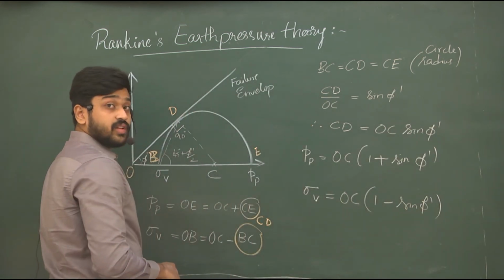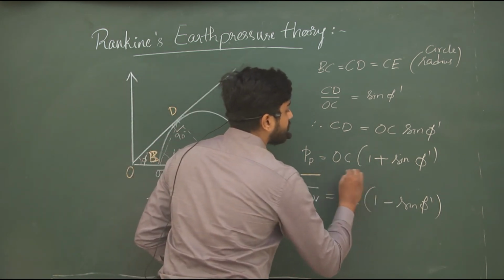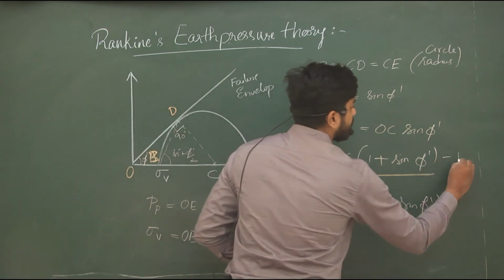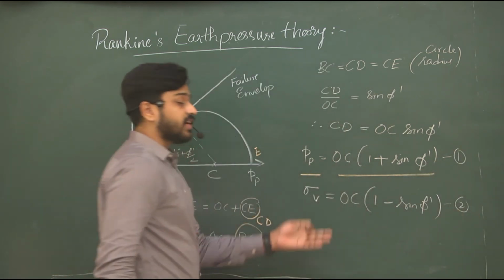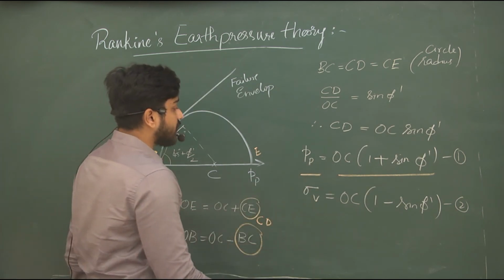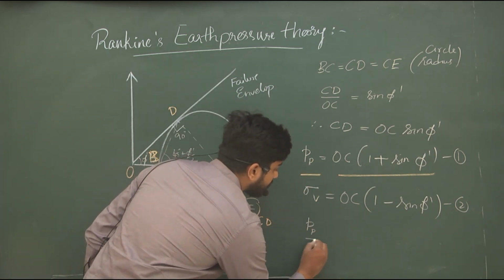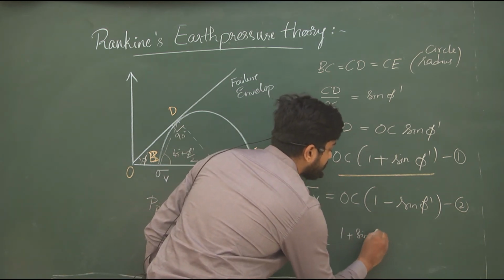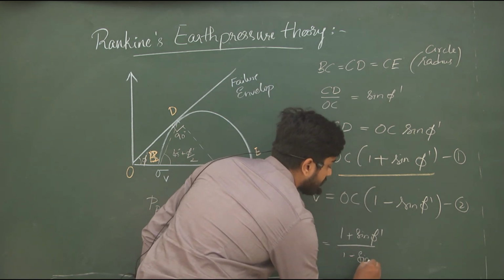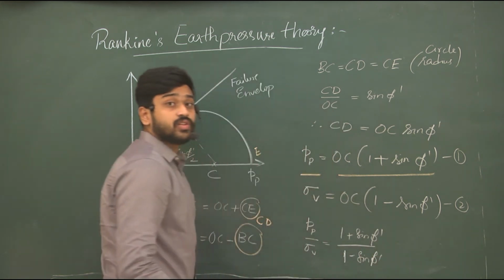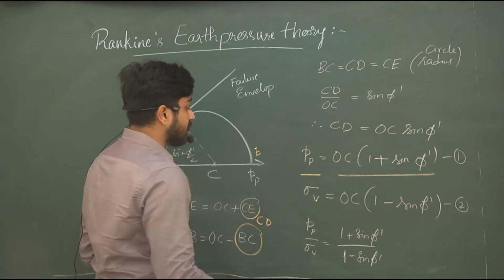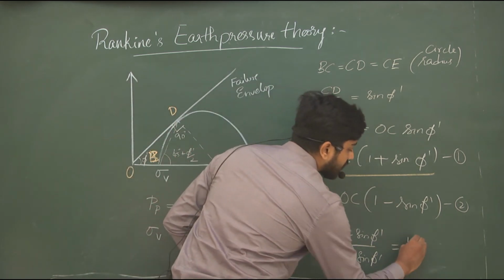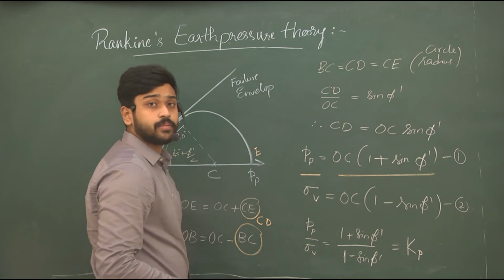Okay, so now in a similar fashion, let us try to divide these equations. Let us denote these as equation 1 and equation 2. So dividing equation 1 by 2, we will obtain PP by sigma V is equal to 1 plus sin phi dash by 1 minus sin phi dash. Okay, so that is how we have obtained this particular expression. This is nothing but some constant term, just like our previous case. So let us denote this by Kp.